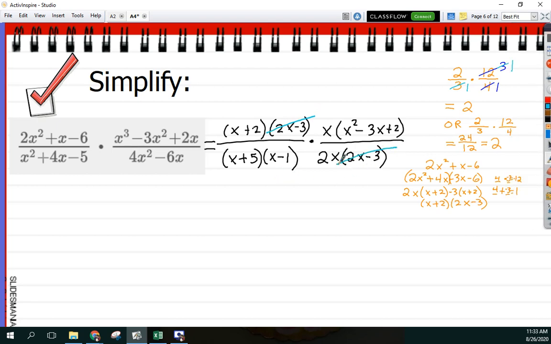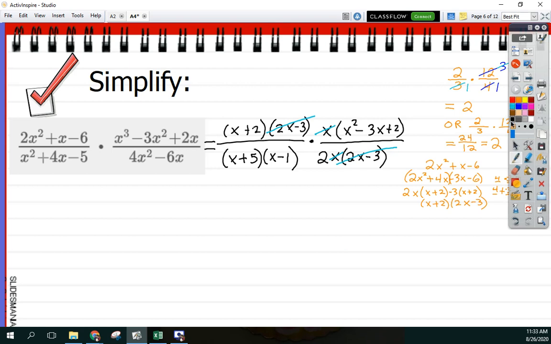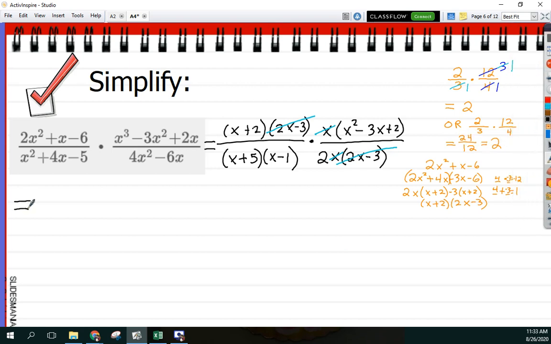So we have 2x minus 3, and we can also reduce vertically. So I can reduce those x's. Now we do need to factor that second numerator as well. So in my first fraction, I'm left with x plus 2 divided by x plus 5 times x minus 1.